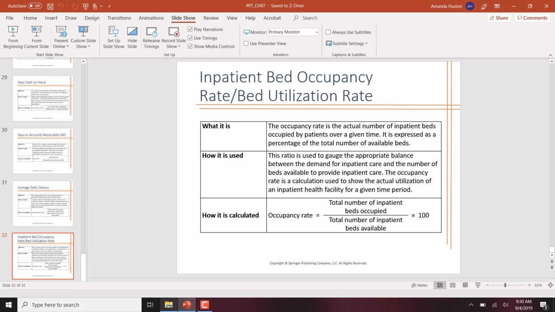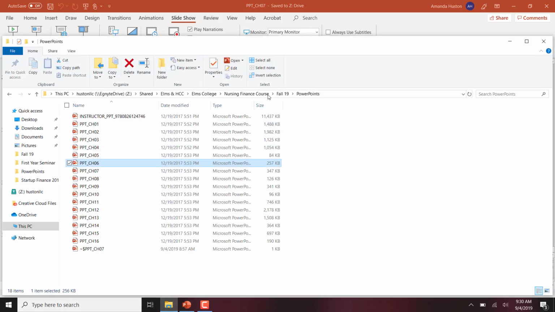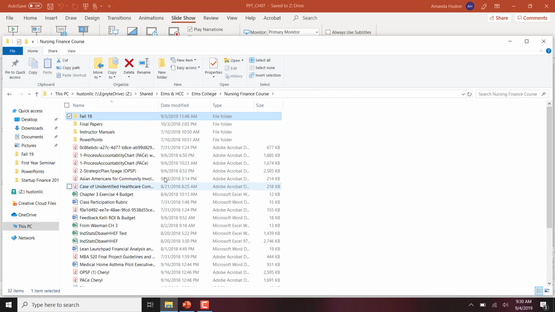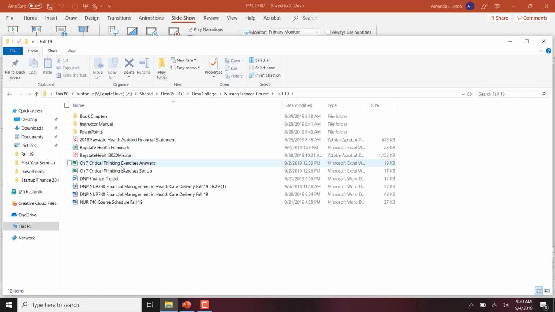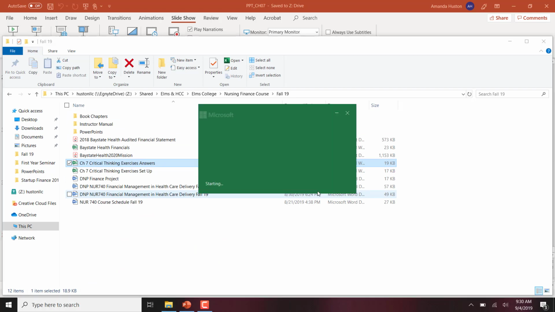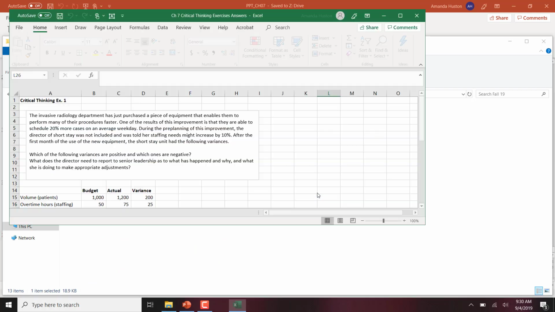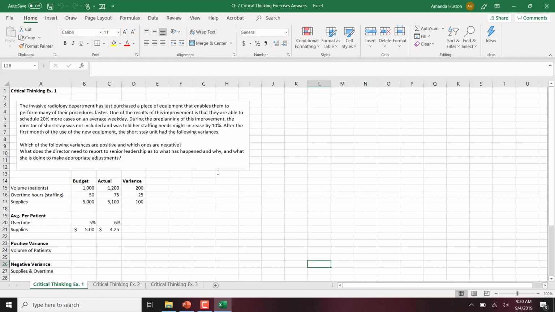So now I'm going to walk you through an example of critical thinking exercises. These examples you can follow along in the book. I've also posted this on Moodle.